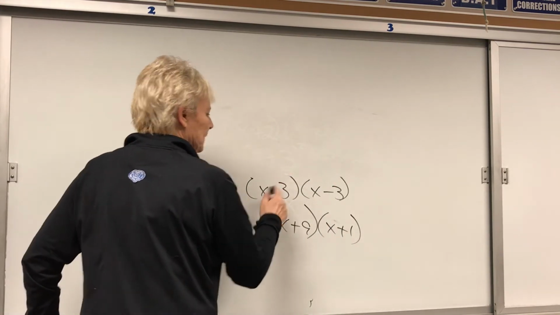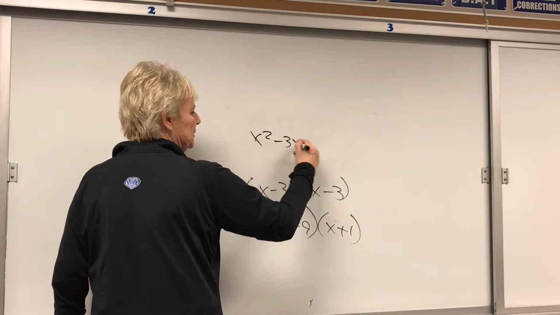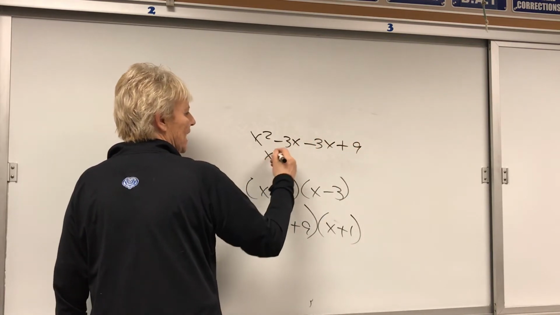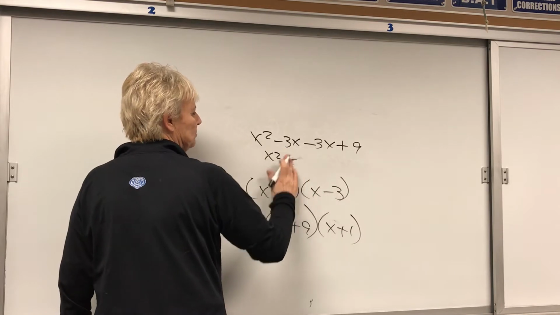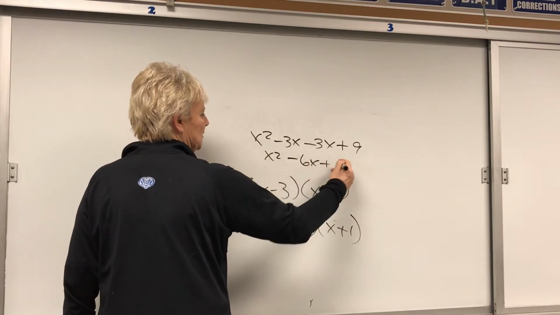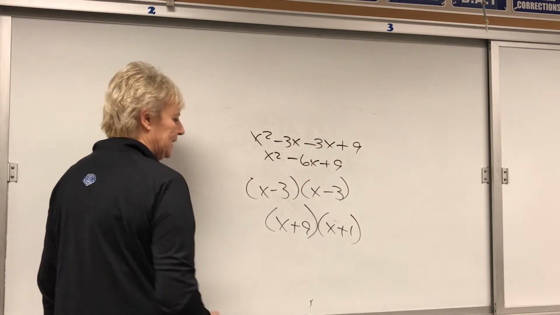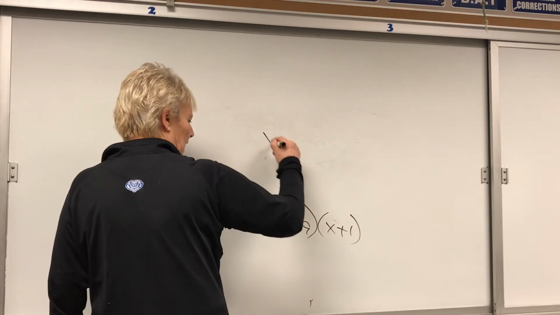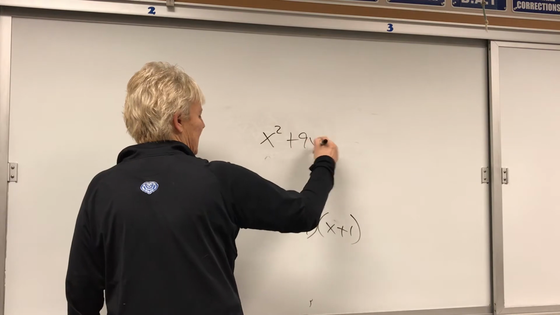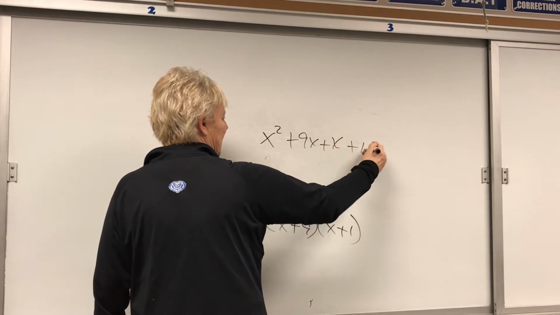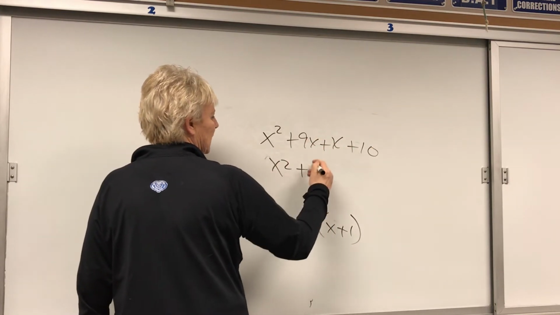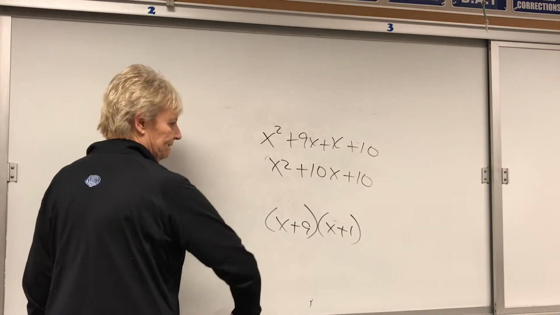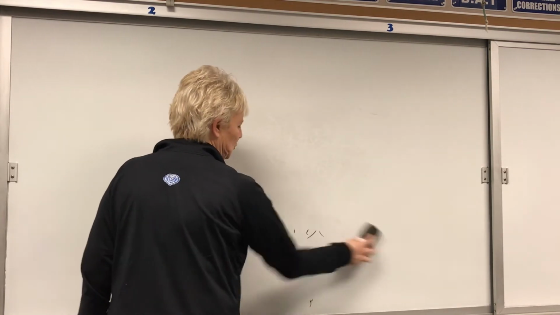This one, x squared minus 3x plus 9. X squared minus 6x plus 9. If that's the question, you'd be picking that one. And then finally, x squared plus 9x plus x plus 10. X squared plus 10x plus 10. Okay? Just multiply them all to be sure you got the right one.